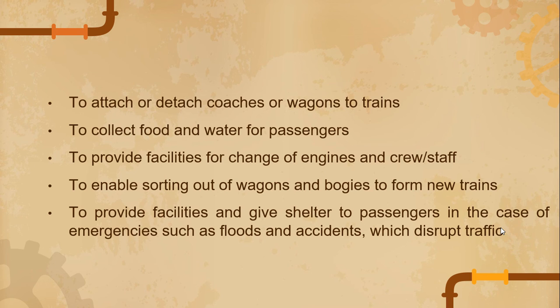Next one is to provide facilities for change of engines and crews or staff. Mahalaga din na may sariling facility yung mga crews and staff natin, tsaka yung pag-repair dun sa train. Next one is to enable sorting out of wagons and bogies to form new trains. Next is to provide facilities and give shelter to passengers in case of emergencies such as floods and accidents which disrupt traffic. Yun nga, sabi ko kanina, maganda yung may facility na ganito para in case nga ng emergencies, may mapupuntahan yung mga passenger kung hindi sila makauwi sa mga papuntahan nila.